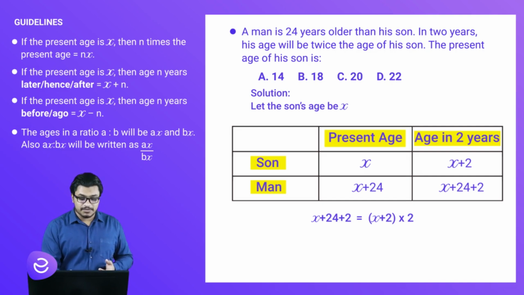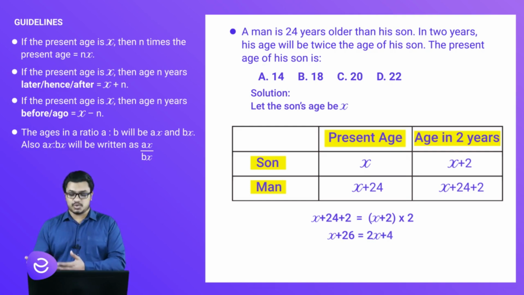So x plus 24 plus 2 will come as x plus 26. Then x plus 2 into 2. So we'll remove the bracket, we'll get 2x plus 4. So now we have x plus 26 is equal to 2x plus 4.